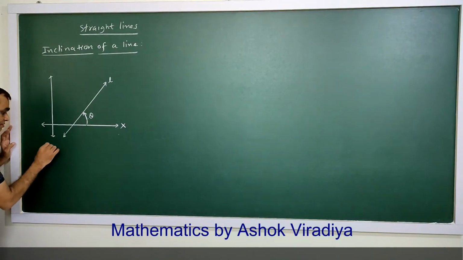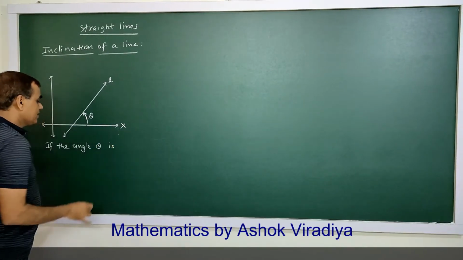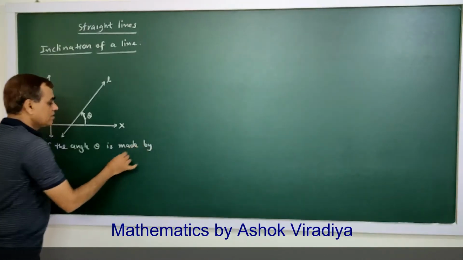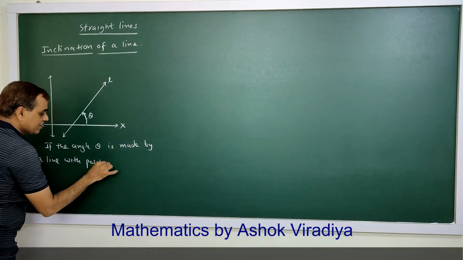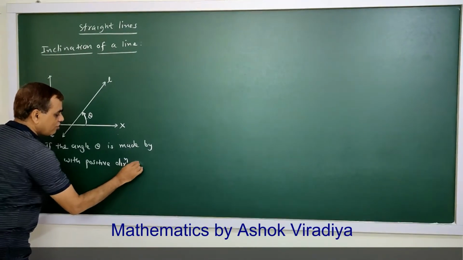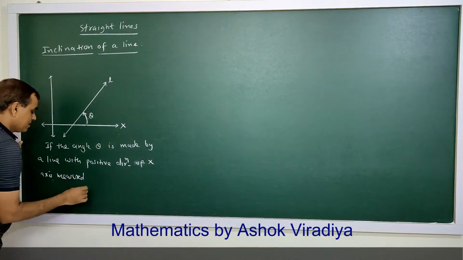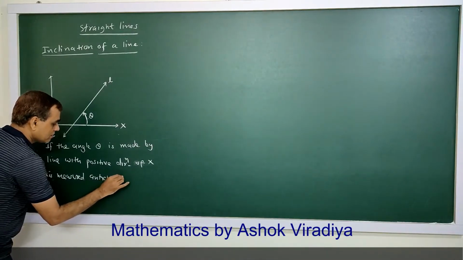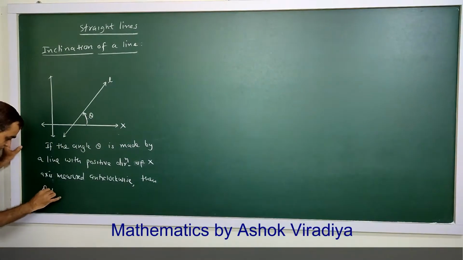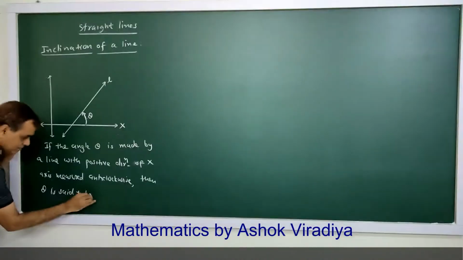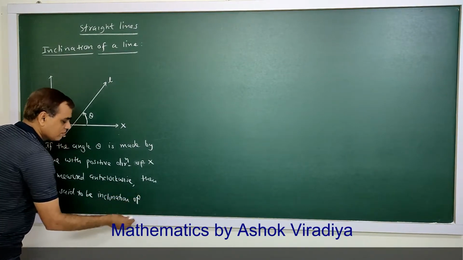So that is, if the angle theta is made by a line with the positive direction of the x-axis, measured anti-clockwise, then theta is said to be the inclination of that line.